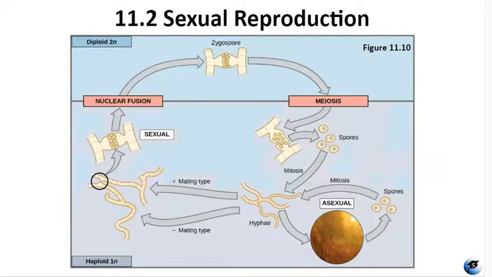Figure 11.10 illustrates how fungi such as black bread mold have a haploid multicellular stage that produces specialized haploid cells by mitosis, and then those fuse to form the diploid zygote. And then the zygote undergoes meiosis to produce haploid spores. And each spore gives rise to a multicellular haploid organism via mitosis. Different mating hyphae types, denoted as plus or minus, join to form the zygospore through nuclear fusion.